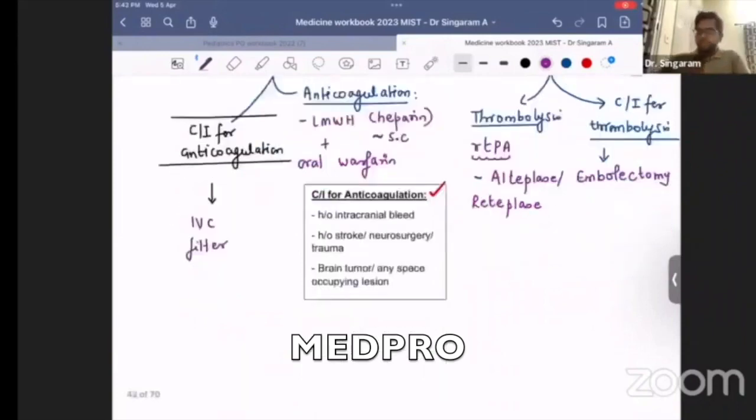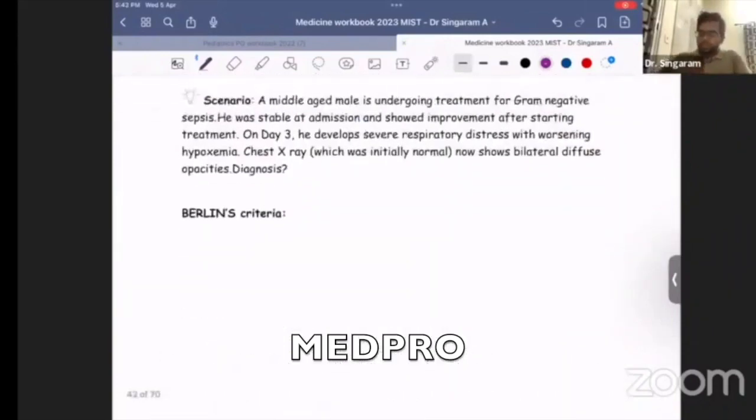Fine. Now only one more thing is left, which is a scenario I have put up. Just look at the scenario and try to tell me something related to this. Please look at the scenario, doctors. This is a middle-aged male undergoing treatment for sepsis. That is a gram-negative infection, I'm writing.